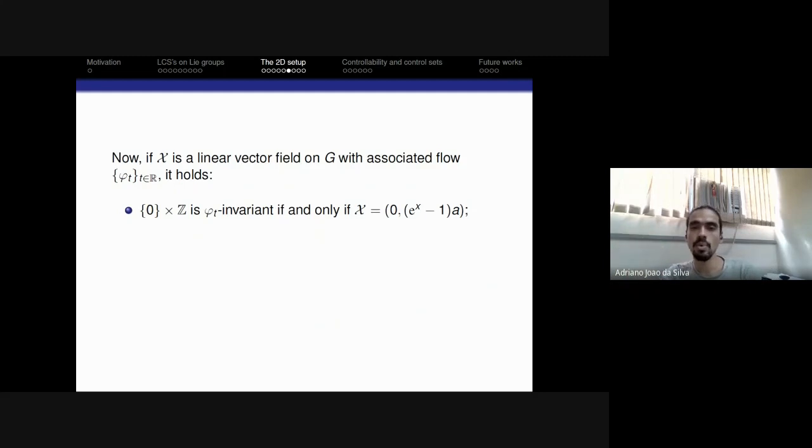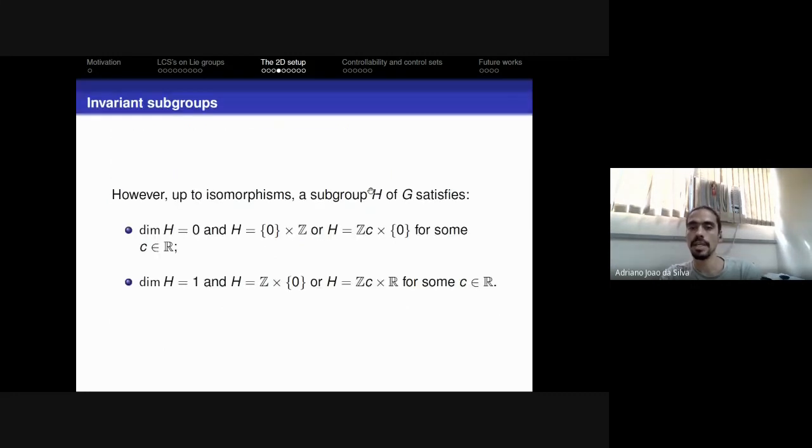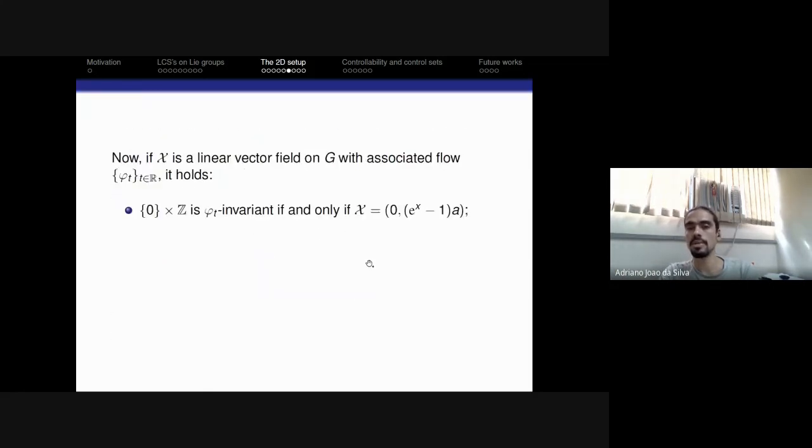What we did in the sequence was to look basically at the linear vector fields whose flows leave all of these subgroups invariant. Because in order to have a well-defined system on the quotient space, you need to show that those subgroups are invariant. So when you look at that, what you get is an expression of the linear vector fields, and that also reduces your work to just four kinds of systems.